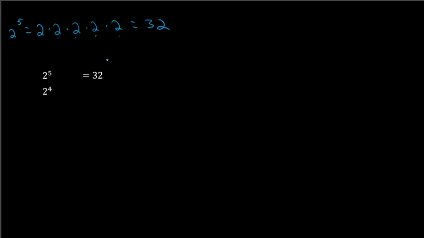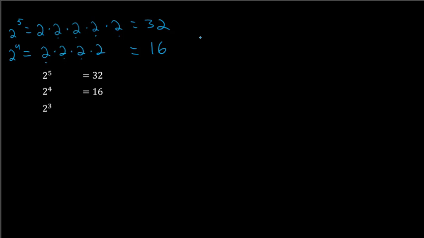Now what about 2 to the 4th power? What would that equal? Well, 2 to the 4th power would be 4 2's, so 2 times 2 times 2 times 2. What does that equal? Well, 2 times 2 is 4, 4 times 2 is 8, 8 times 2 is 16. So 2 to the 4th power is 16.